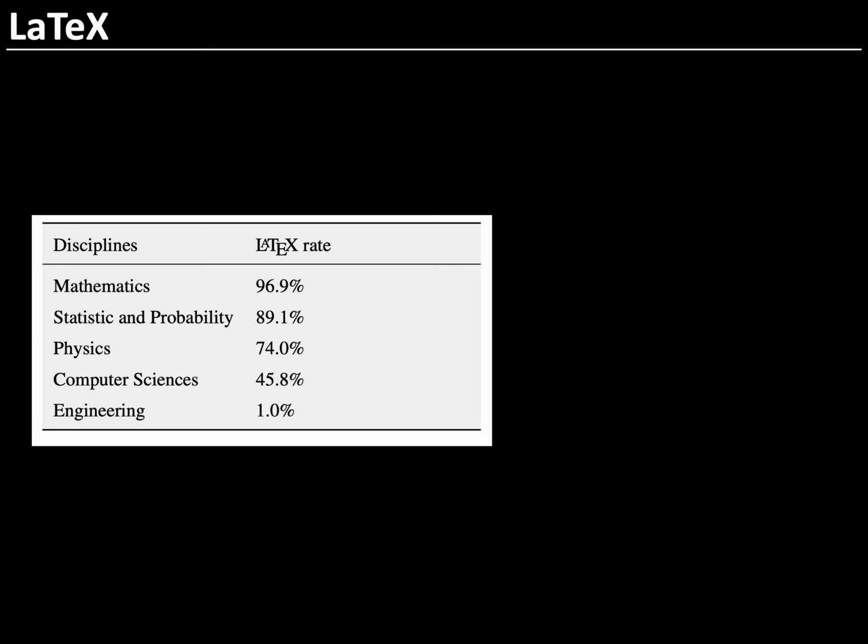Okay. So now a little bit about LaTeX. Of course, you write papers now either using LaTeX or Microsoft Word, right? There's also Typst, but it's too new. Anyway, you look at these statistics: mathematics uses LaTeX nearly 100%. Oh, I love mathematicians. Statistics probably also very good. Physics, only 74%. For engineering, only 1%.